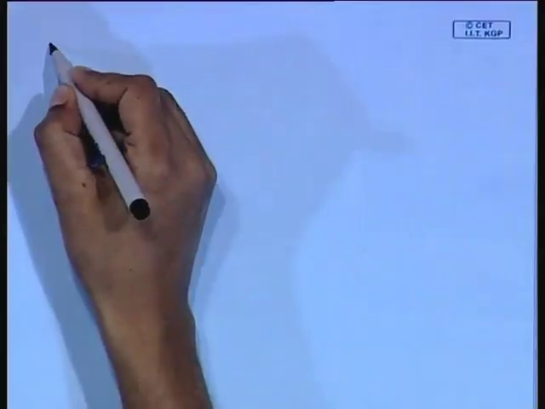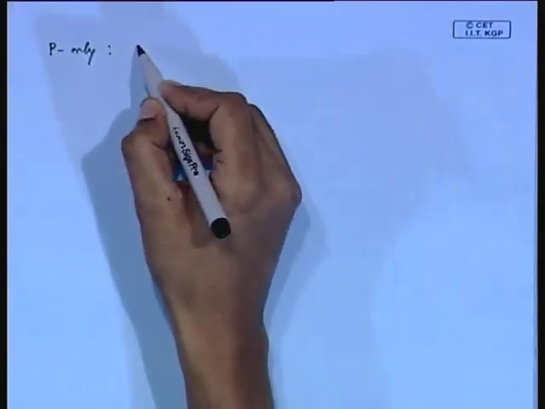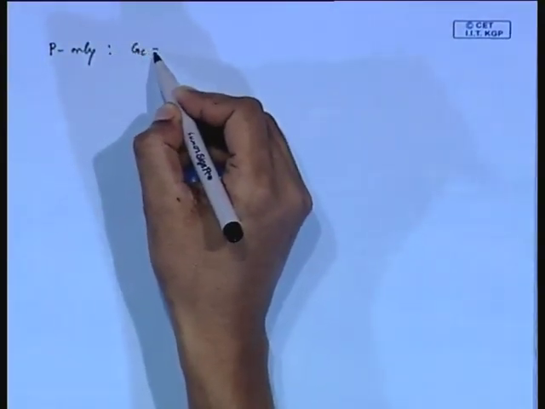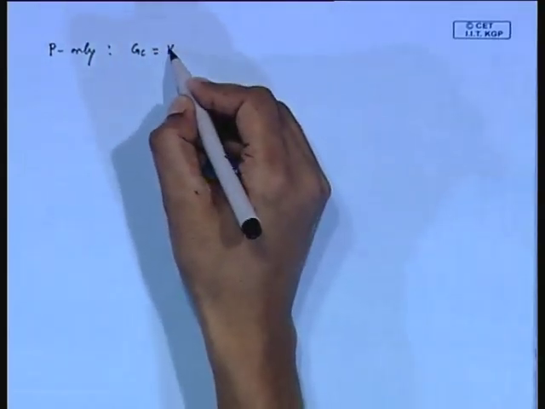In the last class we discussed three different control schemes: proportional controller, proportional integral controller and proportional integral derivative controllers. We discussed the P-only controller having the transfer function of G_C equals K_C.